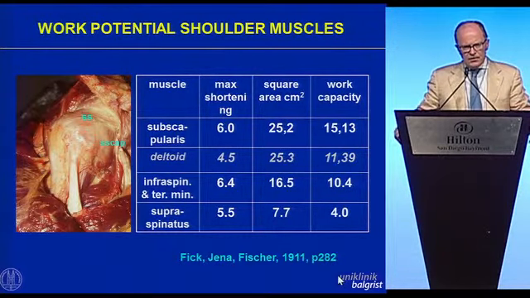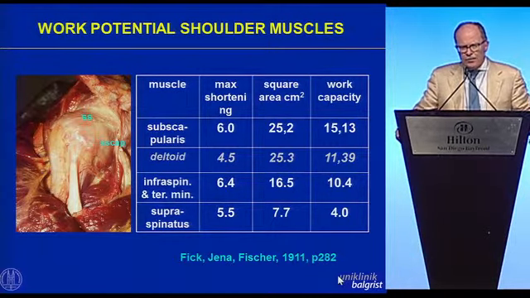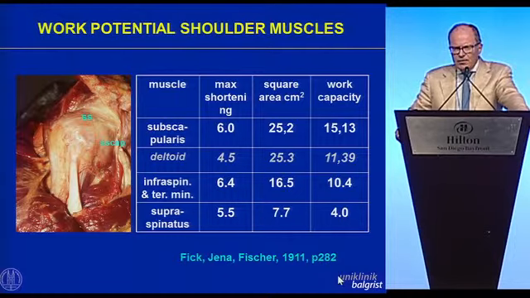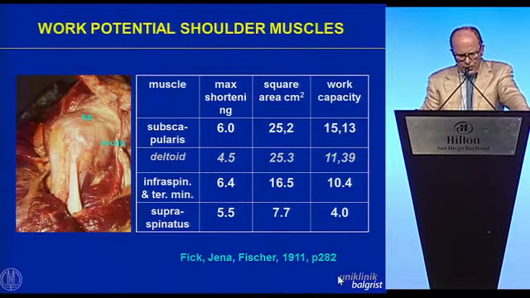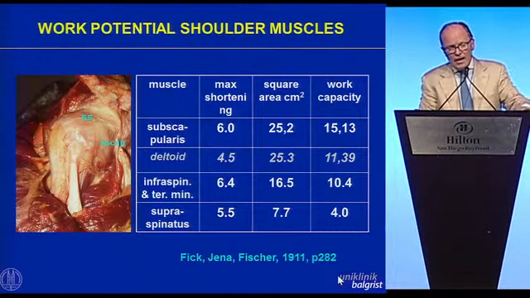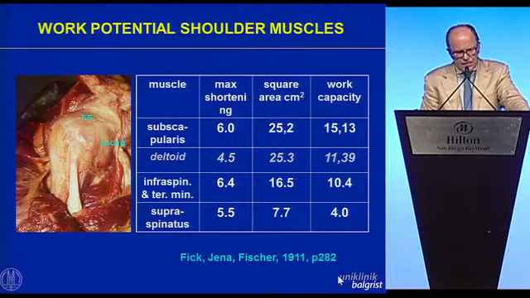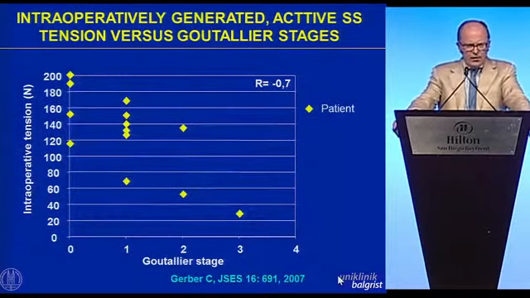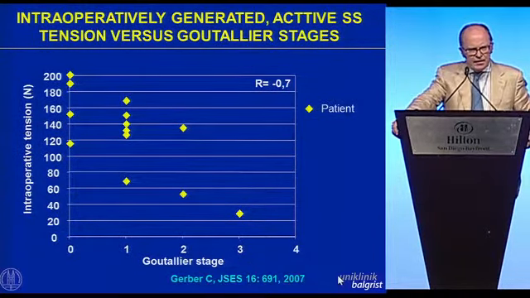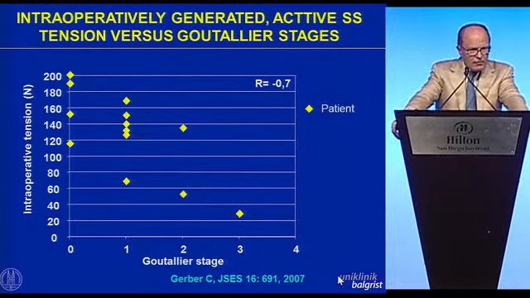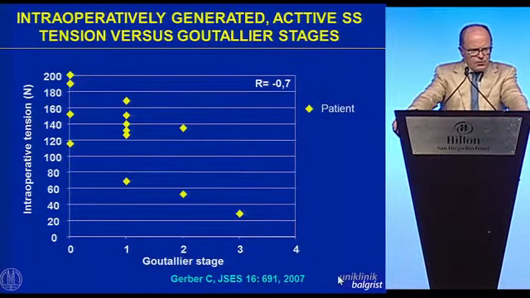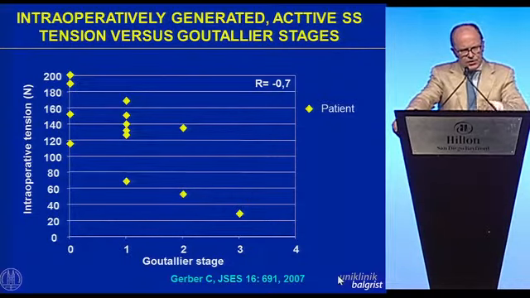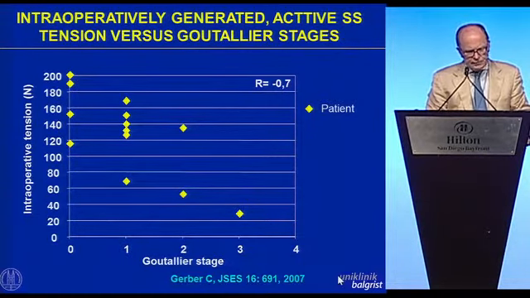However, as you see here, the subscapularis, the infraspinatus and supraspinatus are very large muscles. And if you know that per square centimeter you generate about 4 kilograms of force, you know that will be between 20. And if then you add another 5 kilograms to your supraspinatus, this may really lead to failure. If we look at the intra-operatively generated active supraspinatus tension versus the Goutallier stages, then you see that if you have a Goutallier stage of 0, the force of the supraspinatus or of abduction is about 20 kilograms, and if it goes down to stage 2 or 3, the force is much lower.